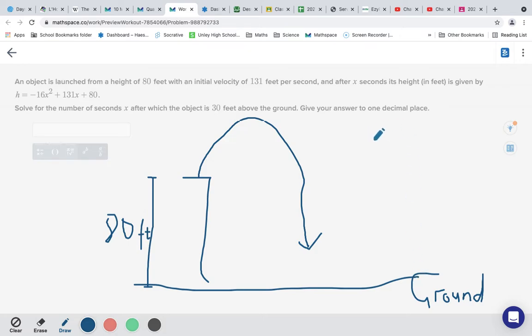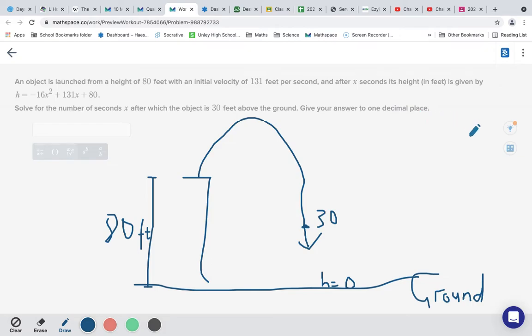You can imagine this is on a Cartesian plane, right? Maybe this can be 30 here, right? And if it was to come all the way down to the ground, the height would be 0. H would equal 0 at the ground, right? Okay. Solve for the number of seconds x after which the object is 30 feet above the ground.